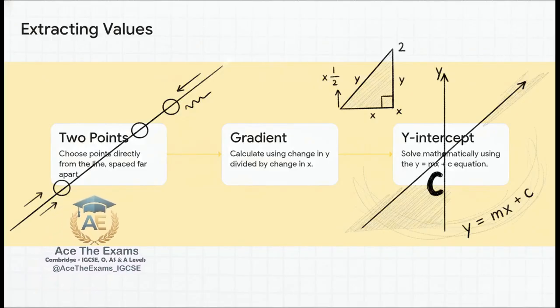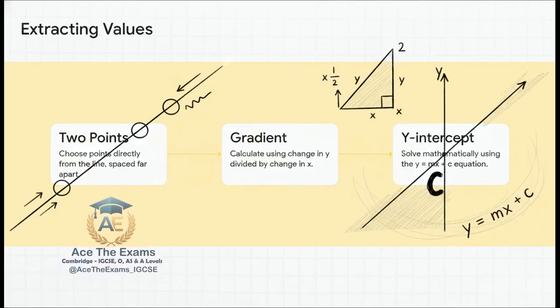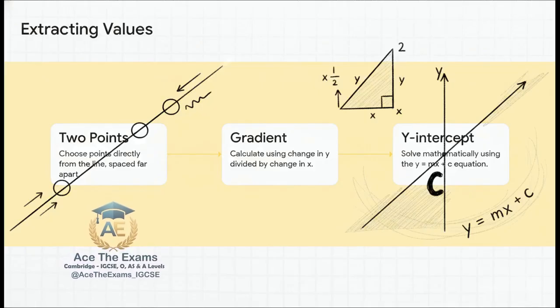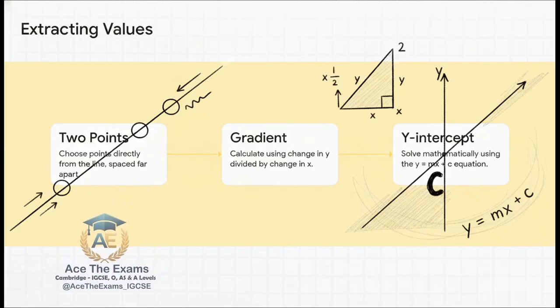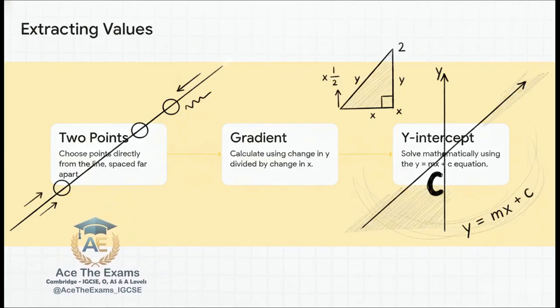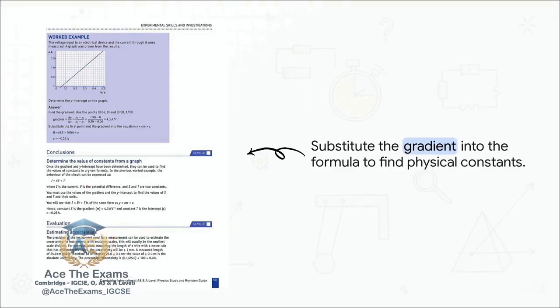Step 2. Calculate the gradient using the standard formula, the change in y divided by the change in x. Step 3. Use the standard equation of a straight line, y equals mx plus c, to mathematically find your y-intercept. Don't just look at the graph and guess where it crosses. Let's look at this worked example to see the math in action.